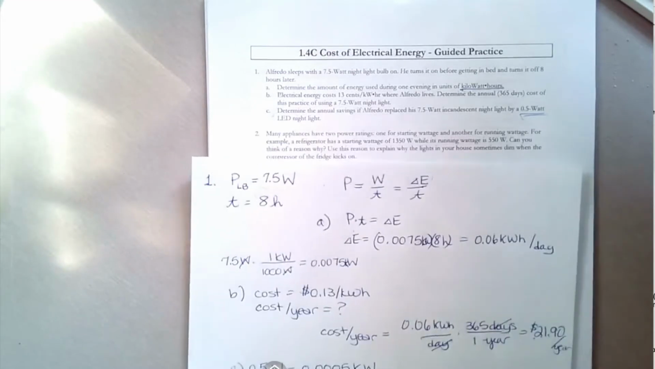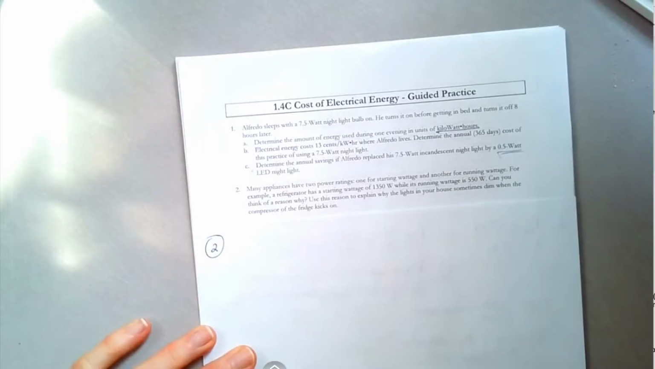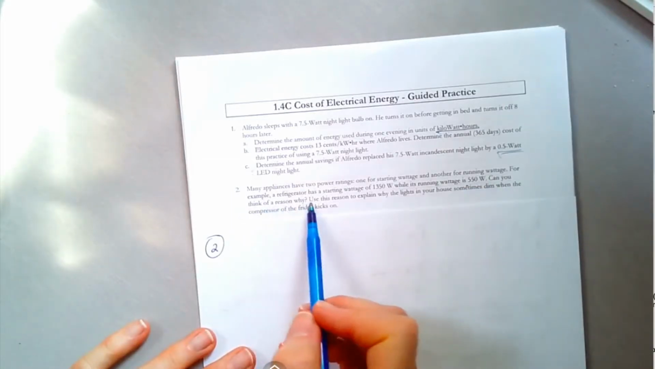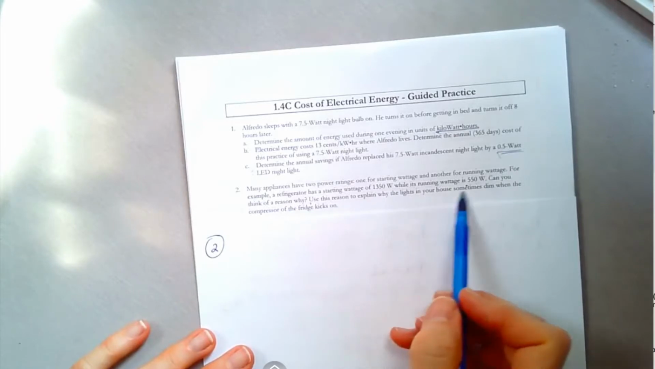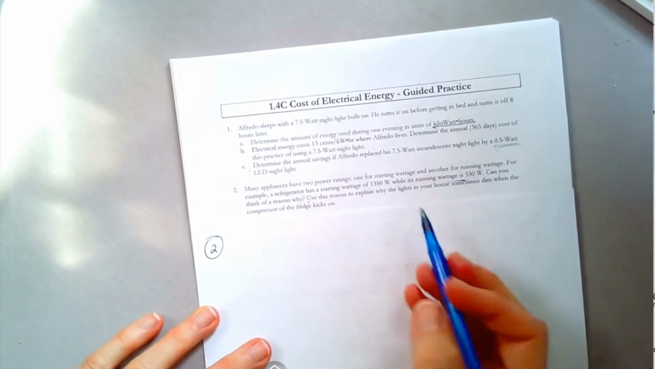Okay, so now let's do number 2. Many appliances have 2 power ratings, one for starting wattage and another for running wattage. For example, a refrigerator has a starting wattage of 1350 watts while its running wattage is 550 watts. Can you think of a reason why? Use this reason to explain why the lights in your house sometimes dim when the compressor of the fridge kicks on. So here's the thing.